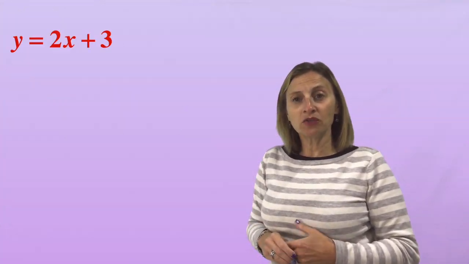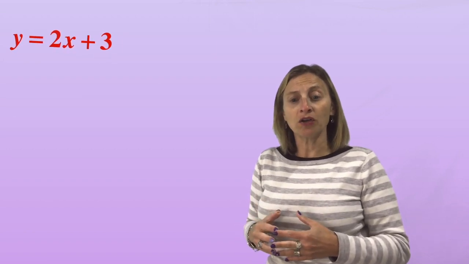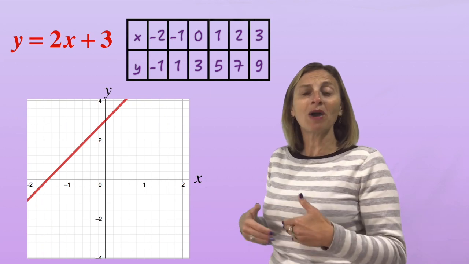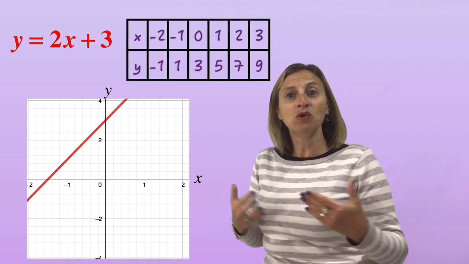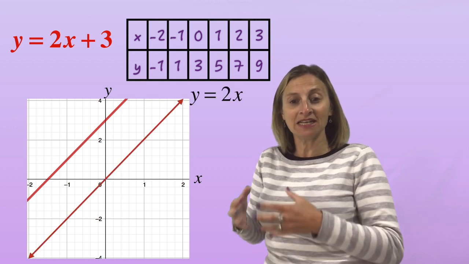Let's take a look at another one. y = 2x + 3. So what does this actually mean? Of course you can always draw your table of values and plot the points, but let's have a look at the way that the graphs translate, move around the x and y axes, because that's going to be invaluable to us later.